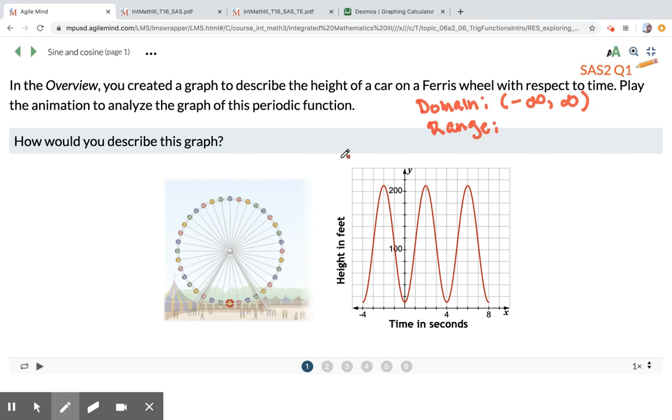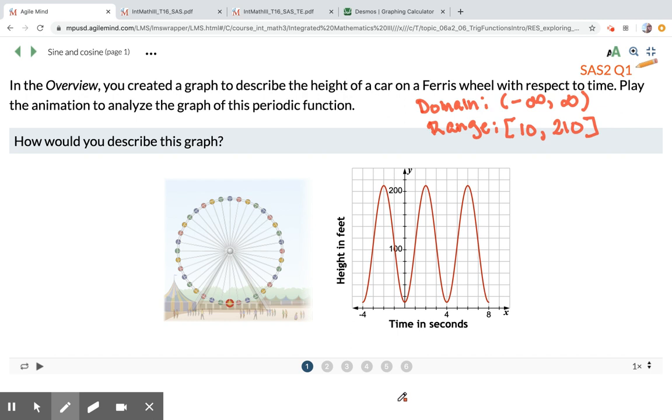And the highest is when I get to the top of the Ferris wheel and I'm at 210 feet up. So this means that my range is from 10 to 210. And notice I'm using brackets this time because I actually do get to 10 feet and I do get to 210 feet at my lowest and my highest points.